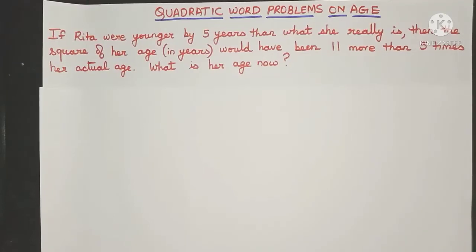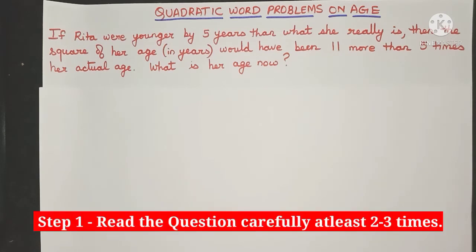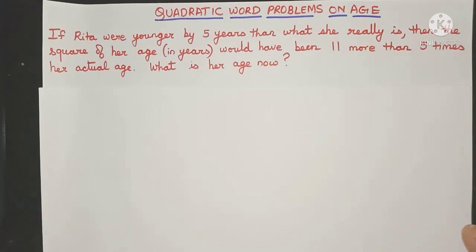Hello everyone, in today's video let's solve a quadratic word problem on age, and friends, we'll solve it in a very easy stepwise manner. So let's start. Here is the question, and friends, the very first step is to read the question at least 2 to 3 times so that you understand what is given and what is asked.